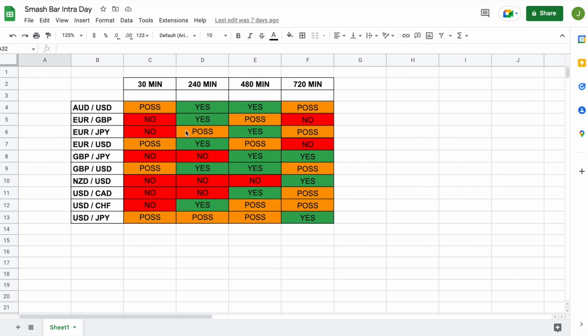And we have a traffic light style color-coded system where the greens are the yeses, and what that means is yes, I definitely see potential for this smash bar setup to work on this time frame and on this pair. So on the 240-minute time frame or 4-hour Australian dollar, US dollar, I see there is potential, and it's definitely worth looking into further. Just because I've said yes doesn't mean that it's tradable straight away. It means that it's worth looking into further and looking at adding some extra improvements, which we'll talk about a little bit later on as well.